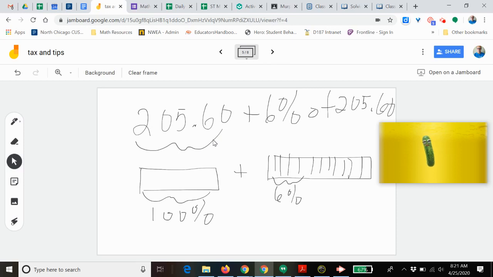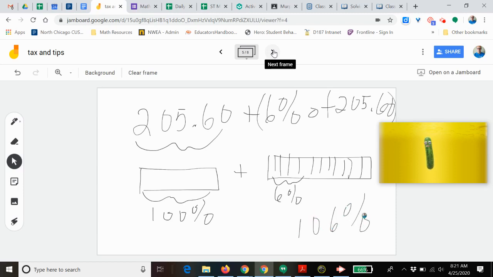Then I'm going to add that to my original, so I'm going to have $205.60 plus 6% of $205.60. Why am I doing 2 steps? This should have parentheses around it. Basically, if I have 100% and I'm adding 6% onto that 100%, I end up with a total of 106%.